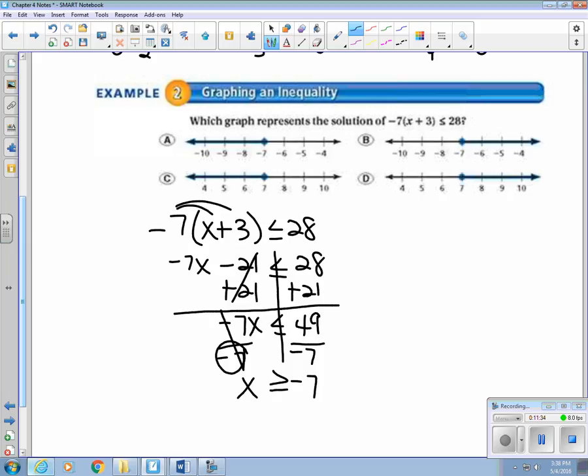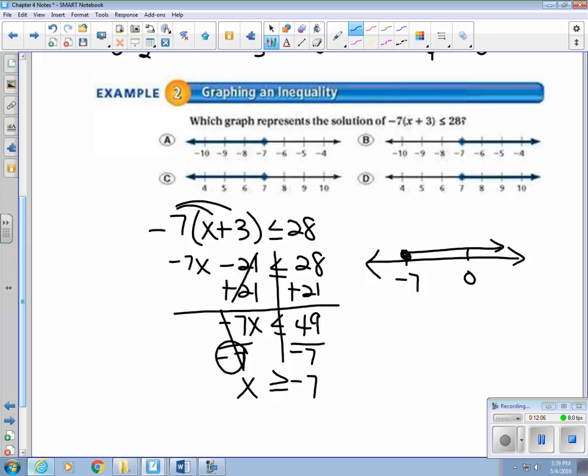Now I need to graph this because I got to choose which one of these graphs it matches with. So if I was to graph it, I would say, okay, well, I need a 0 on here, and I need a negative 7, because negative 7 is my starting point. X can be greater than or equal to it, so it's a closed circle, and greater than is to the right. So I need to look at these graphs and say, okay, which one of these is starting at negative 7, has a closed circle, and is going to the right?